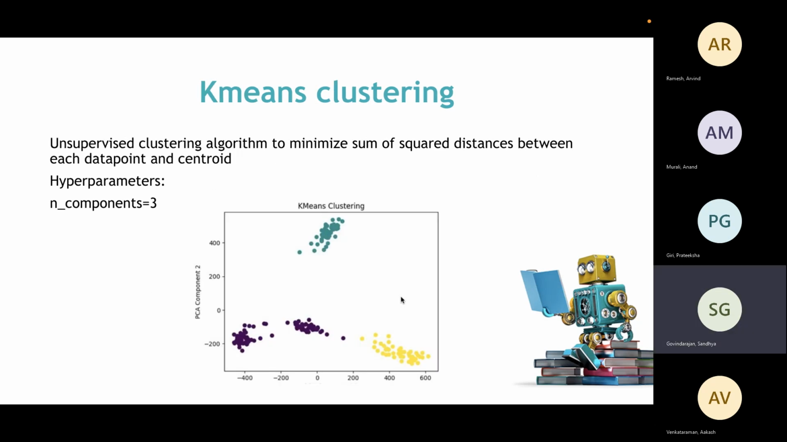The final model we used, or the second last model, was K-means clustering. This is an unsupervised learning model. It clusters based on the K value that we give. Here we gave 3 because we wanted 3 clusters. As you can see, K-means separated the data points into 3 separate clusters.